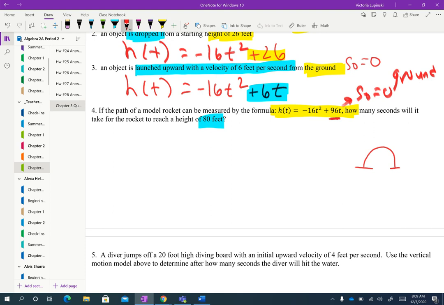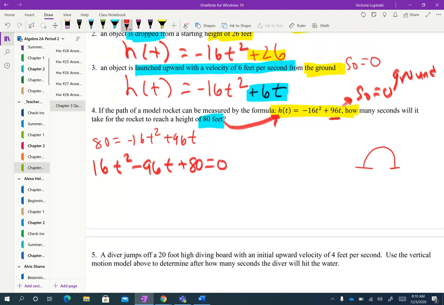They want you to answer how many seconds will it take for the rocket to reach a height of 80 feet. So if you're trying to find a height of 80 feet, you're going to plug that in for h of t. So 80 equals negative 16t squared plus 96t. Your ability to solve this equation is what we have been doing for the entirety of the chapter. So I'm going to put everything on one side equal to 0. And because I like my squareds to be positive, I'm going to go left side. So add the 16t squared, minus 96t plus 80 is equal to 0.